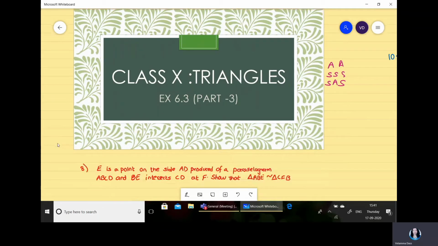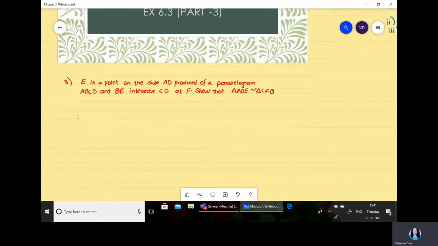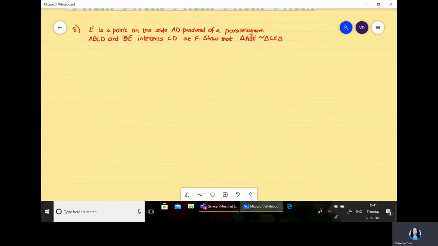The eighth sum is very important. E is a point on the side AD produced of a parallelogram ABCD. BE intersects CD at F. Show that triangle ABE is similar to triangle CFB.